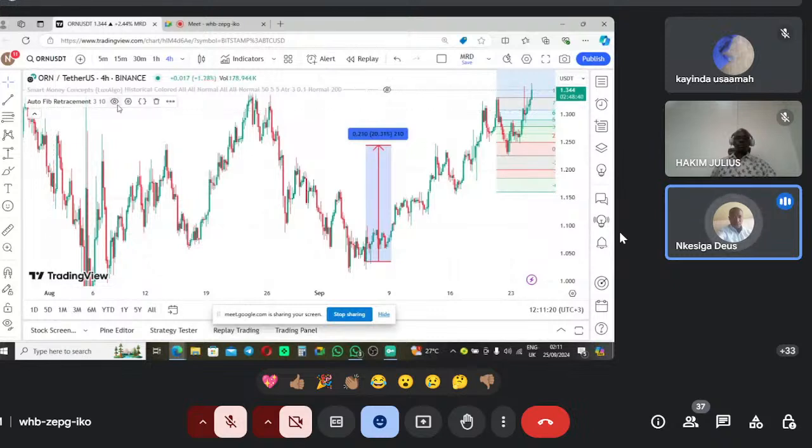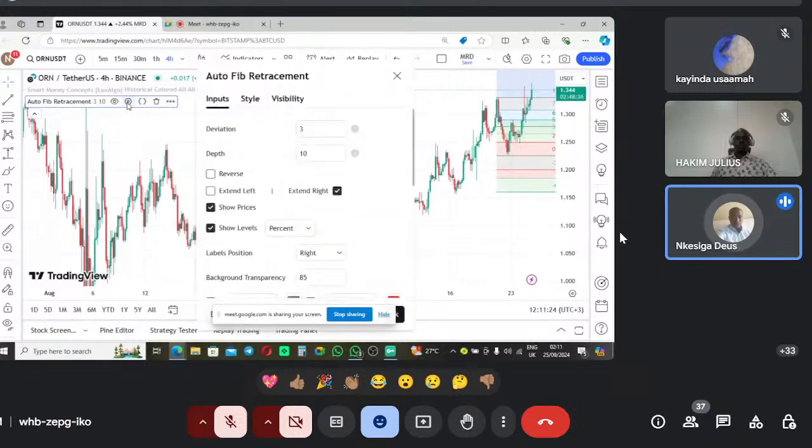On Fibonacci, these are the settings. If you can take a screenshot, you will take a screenshot. If you can't, then we will provide the screenshots in the group.